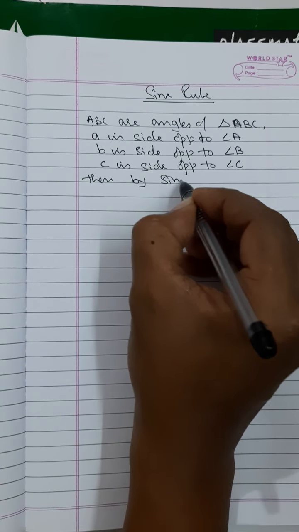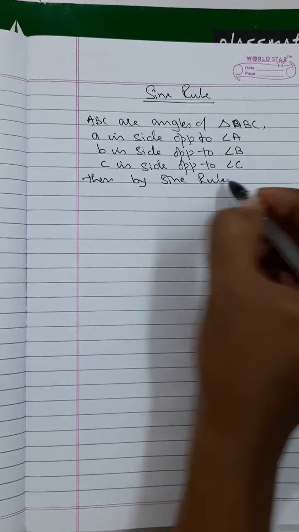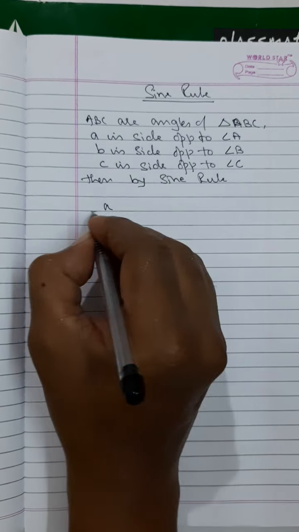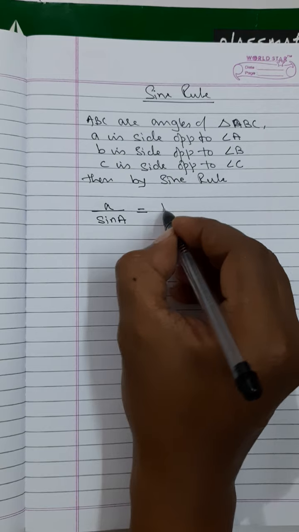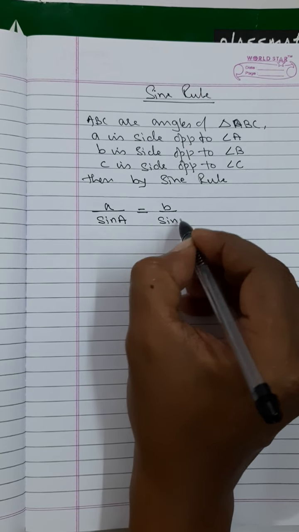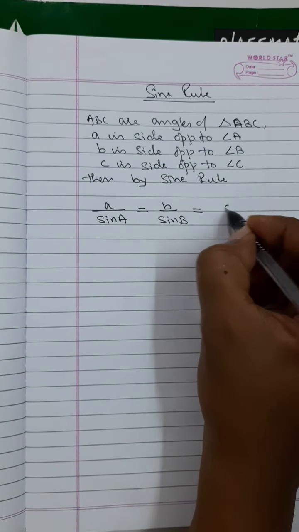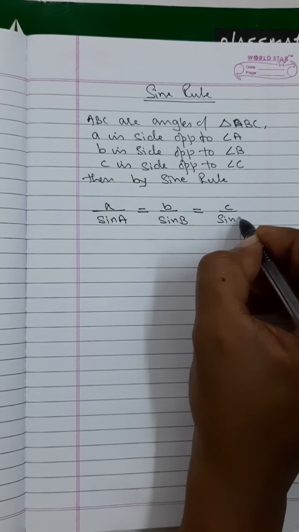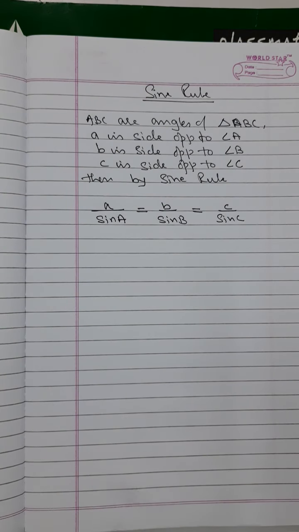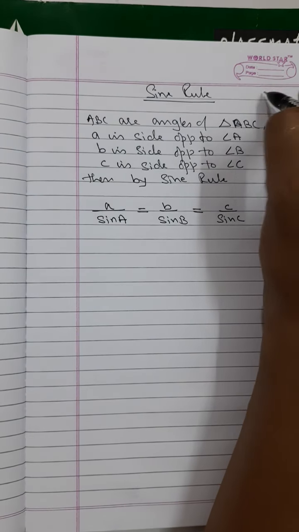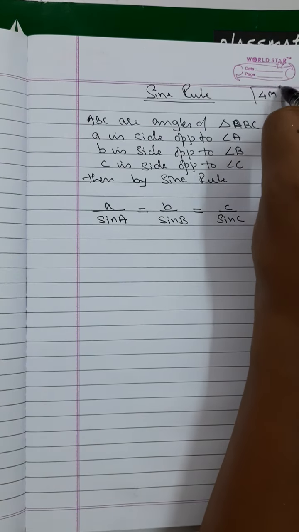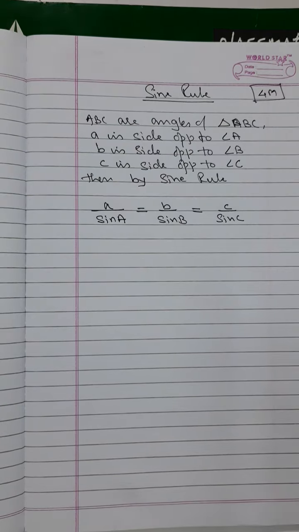Then by sine rule, what we have is a upon sine A is equal to b upon sine B is equal to c upon sine C. This is the rule, and this you have to prove. Of course, it comes for 4 marks or maybe even more. Sorry, or 3 marks. Sorry, even more.